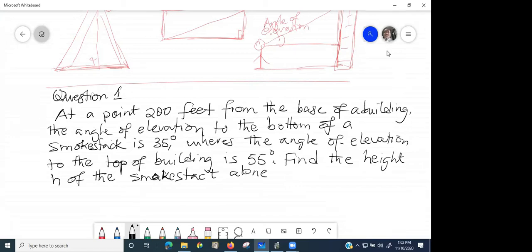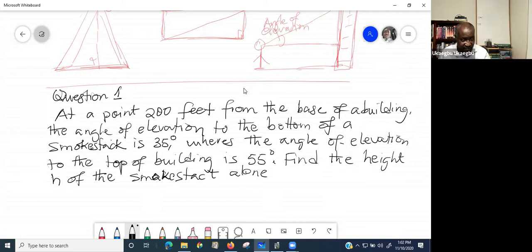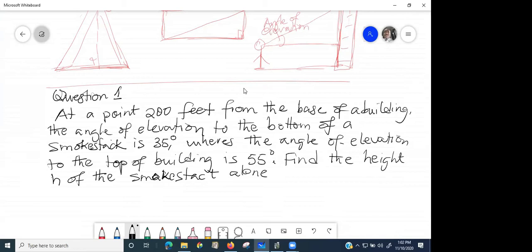At a point 200 feet from the base of a building, the angle of elevation to the bottom of a smokestack, that's what it says, smokestack? Yes, correct. It's 35 degrees, where the angle of elevation to the top of the building is 55 degrees. Find the height H of the smokestack alone.